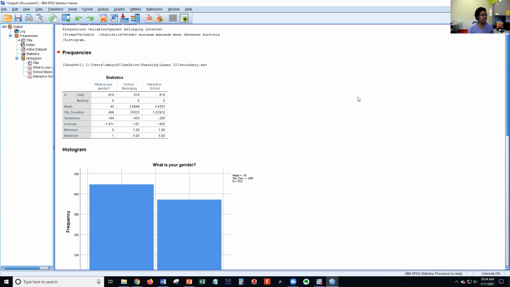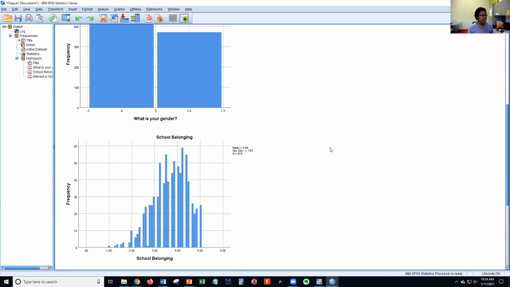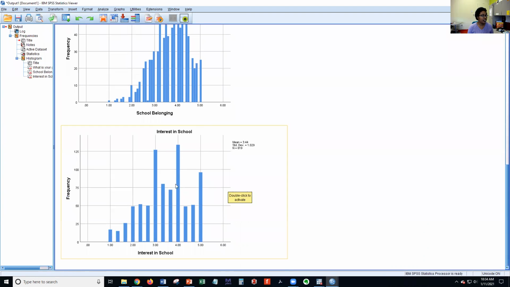All right, so here's what it looks like in SPSS. We first get our mean, standard deviation, skewness, and kurtosis. And remember with SPSS, we're looking for kurtosis values of 0. So again, we're seeing here interest being a little bit more kurtotic than belonging. But we're getting the same means and standard deviations. Here's our histogram for gender. There's school belonging, so you can see the same thing, even though SPSS graphs look slightly different, and interest in school.